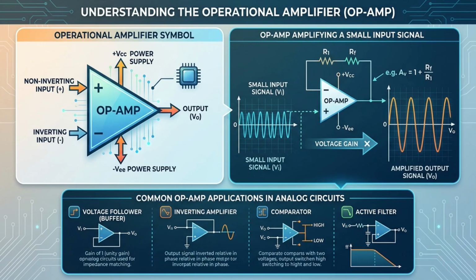Imagine a device with a voltage gain of 1 million. It can amplify tiny signals, compare voltages, filter noise, and perform mathematical operations. This incredible building block is called the operational amplifier, or simply the op-amp.